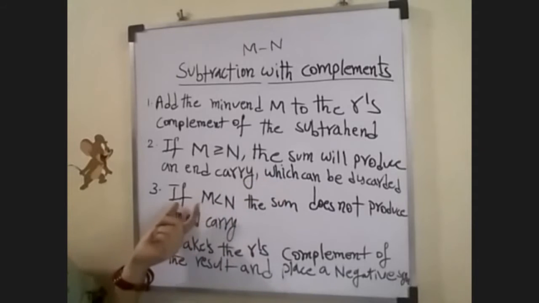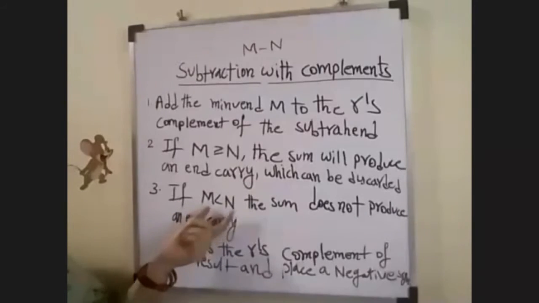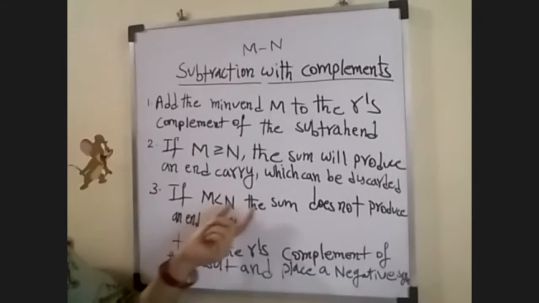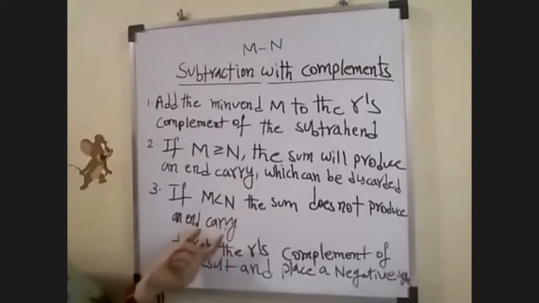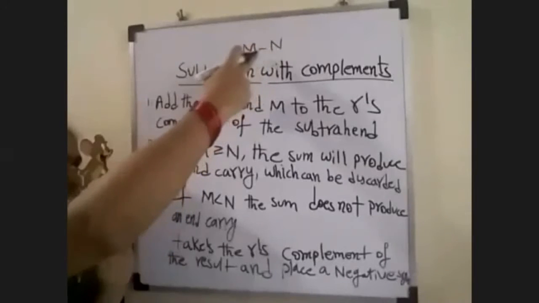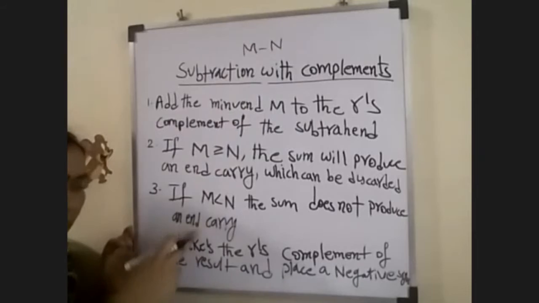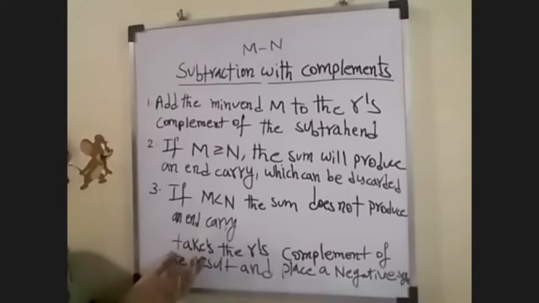The third step is, if M is less than N, the sum does not produce an end carry. In that case, whatever result comes, take the complement of that result and place a negative sign in front of that result. Is it clear what I am saying?